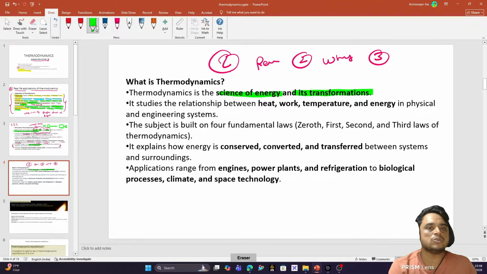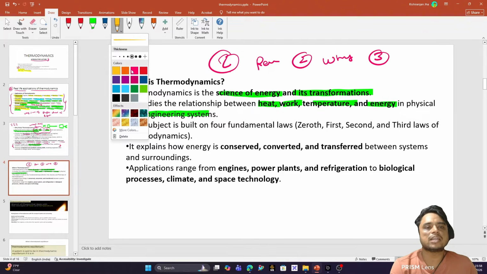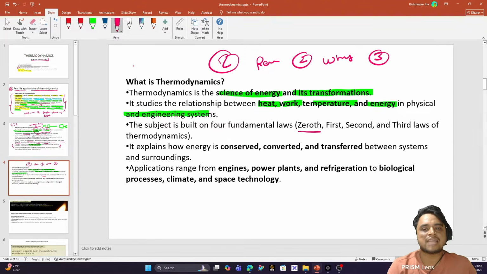It also studies the relationship between heat, work, temperature and energy in many physical and engineering systems. What are the basic fundamentals of thermodynamics? Thermodynamics is based on some basic laws, which include the zeroth law of thermodynamics that we will study first. Second, the first law of thermodynamics. Third, the second law of thermodynamics, and the fourth will be the third law of thermodynamics.